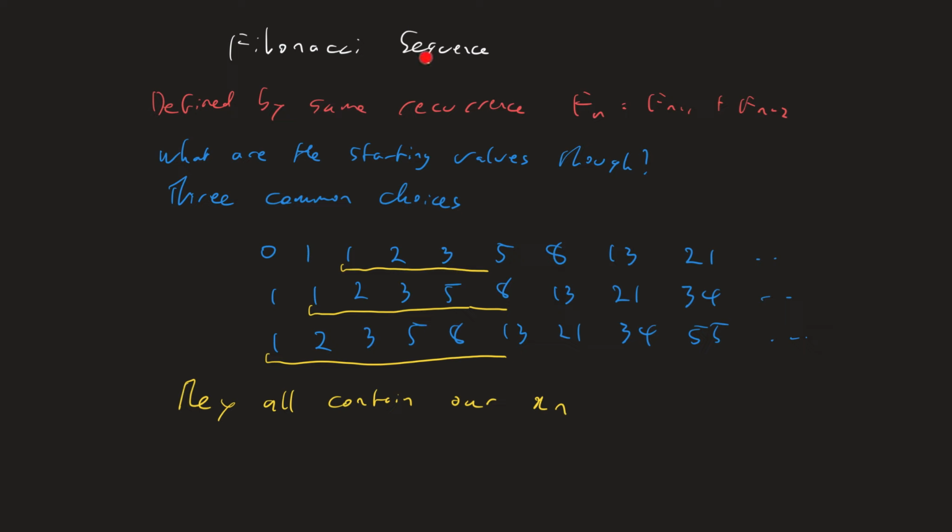For the Fibonacci sequence, there's actually three common choices. You could start with 0 then 1, leading to this sequence here. You could start with 1, 1, leading to this sequence here. Or you could start with 1, 2, leading to this sequence here. And in all three cases, they happen to contain our tiling x(n) number here.